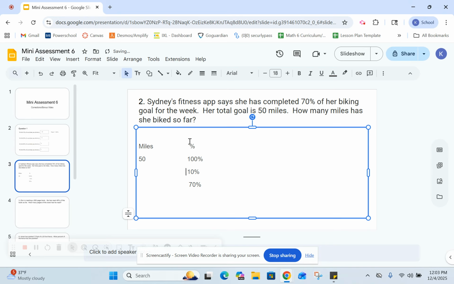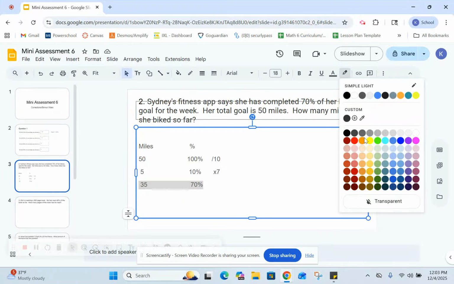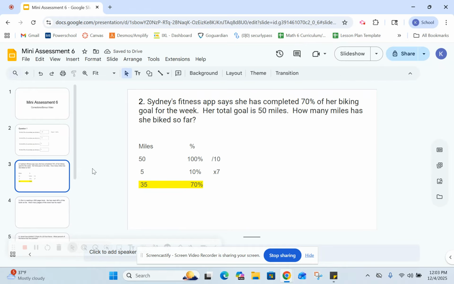And we know to find 10% of a number, you divide by, that's right, 10. So 50 divided by 10 gives us 5. Now we need to go to 70%. We need to think, how would we go from 10% to 70%? How many 10s make 70? That's right, 7. So we would multiply by 7. 5 times 7 is, you guessed it, 35. So she has biked 35 miles. That would match the 70%. All right, you're going to answer a question similar now, and then we will move on.